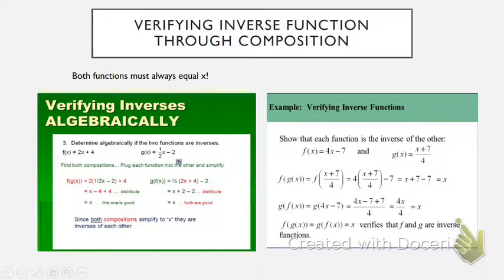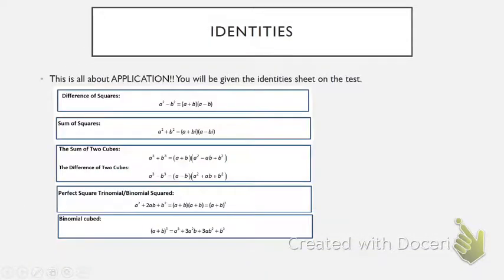The last part of this unit is identities. We are giving you the identity sheet on your final exam. We gave you the identity sheet when you took your first test, okay? I'm still a little peeved about this. I apologize, okay? What identities are, ladies and gentlemen, is application.